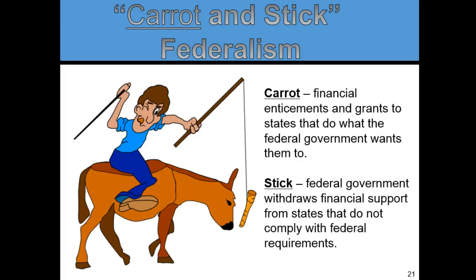When we talk about carrot and stick federalism, the carrot right here is used to get the donkey to move forward by promising him something, enticing him. So the carrot is financial enticements and grants to the states that do what the federal government wants them to do. Now the stick is applied to the reverse side of the donkey, and it gets the donkey to move when he doesn't want to move by punishing him. And the federal government withdraws financial support from the states that do not comply with federal requirements.